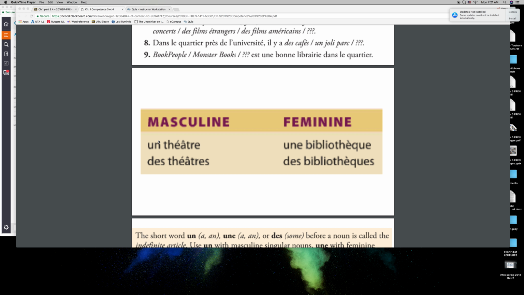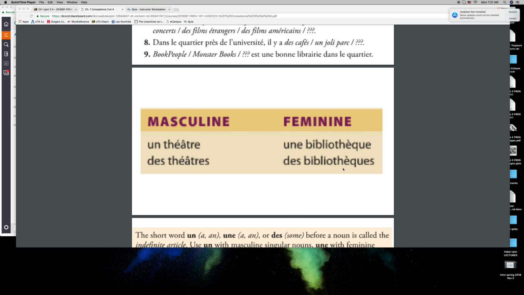So in French, we have indefinite articles and definite articles. The indefinite articles are the words some, the word a or an, like an apple, a student, to refer to something that's not specific, right? The definite article in English is just one: the. So in this example, it would be the theater, the theaters, the library, the libraries. That's the definite. This is the indefinite. A theater, a library, some theaters, some libraries.